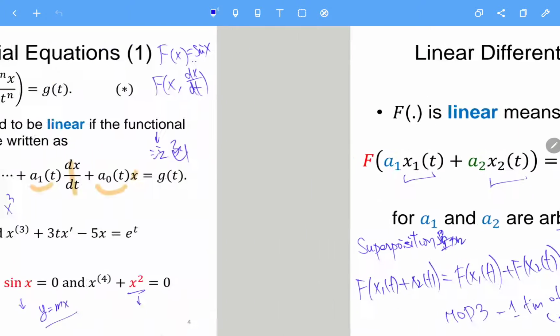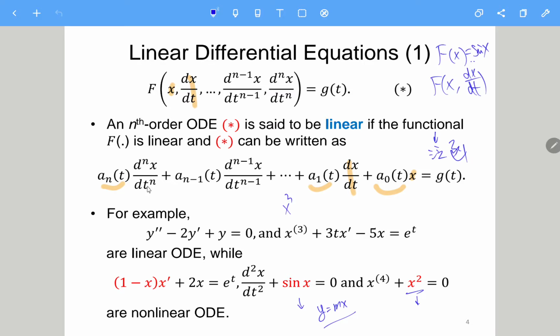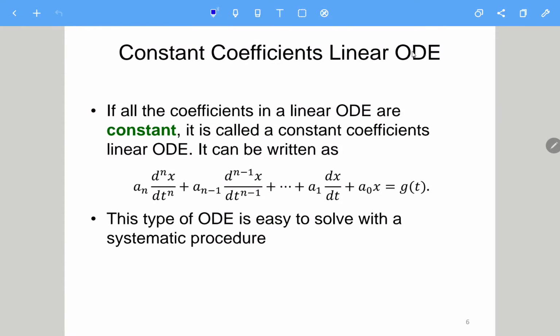So just now, for the linear equation, all the coefficients are functions of the independent variable. So it is not a constant, because it is a function of time. But this type of linear ODE is called the constant coefficient ODE. It means that A0 up to AN are all constant. So this type of ODE is easy to solve. It can be written like this, and then it can be solved with a systematic procedure.